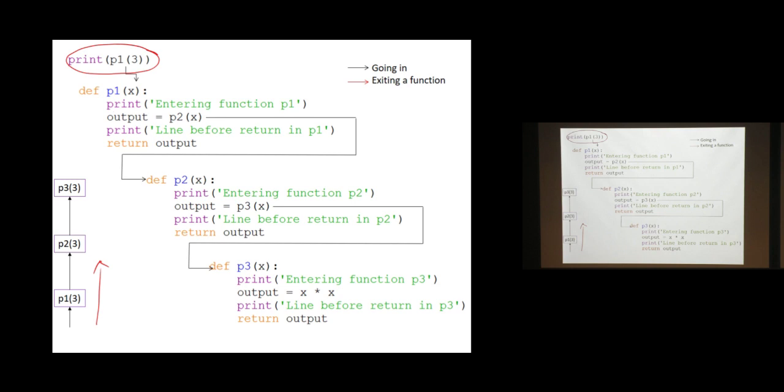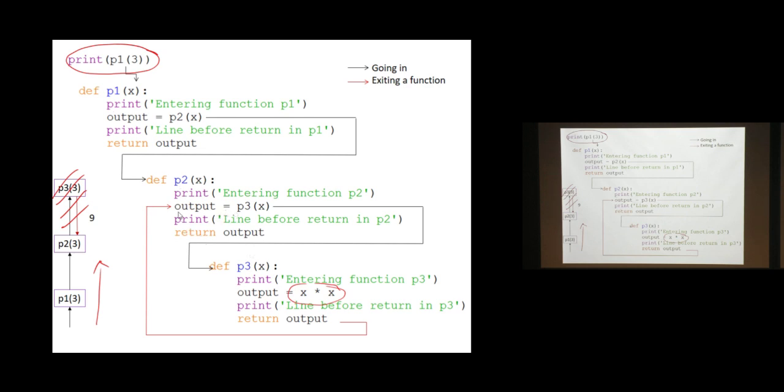Okay? And now I got a value for P3 of 3. The value is 9, right? And then it returns this output, 9, to whoever is calling. P2 is calling P3. So it returned here, and this 9 is recorded in output. At this time, this one is gone. I'm done with this, right? P3 is gone. Now I have this answer, so the output is 9.